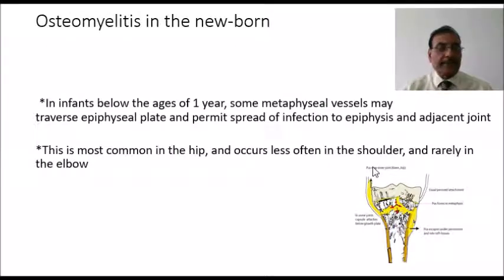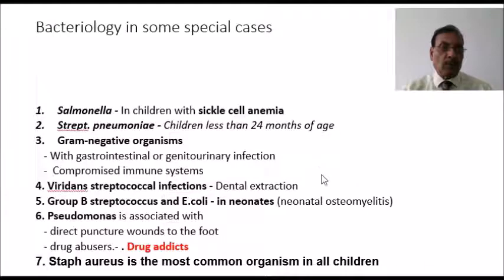Now there are certain conditions we should know. The osteomyelitis in the newborn. Any special thing about it to be known? Remember, in the newborn, metaphyseal vessels are likely to traverse the epiphyseal plate, and so it can easily infect the nearby joint. It is happening in the hip most commonly. Less often it can happen in the shoulder, rarely in the elbow.